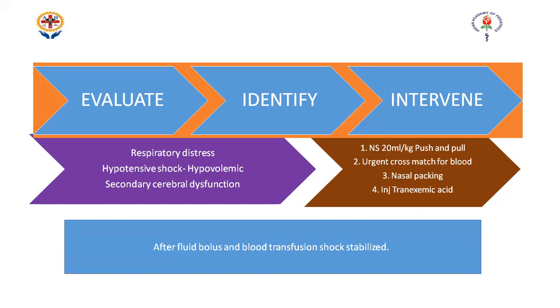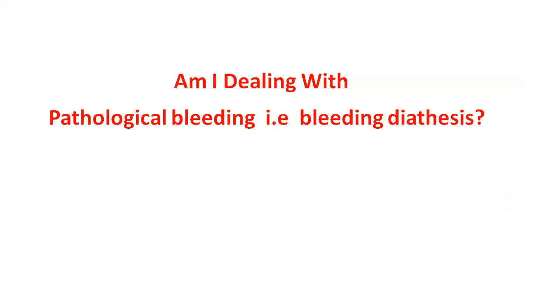So in this child, after fluid bolus and blood transfusion, the shock was stabilized. The next question I got is whether I'm dealing with physiological bleeding or pathological bleeding, or in pathological bleeding, whether I'm dealing with a bleeding diathesis. So how to answer this question? Are there any ways to answer this question?